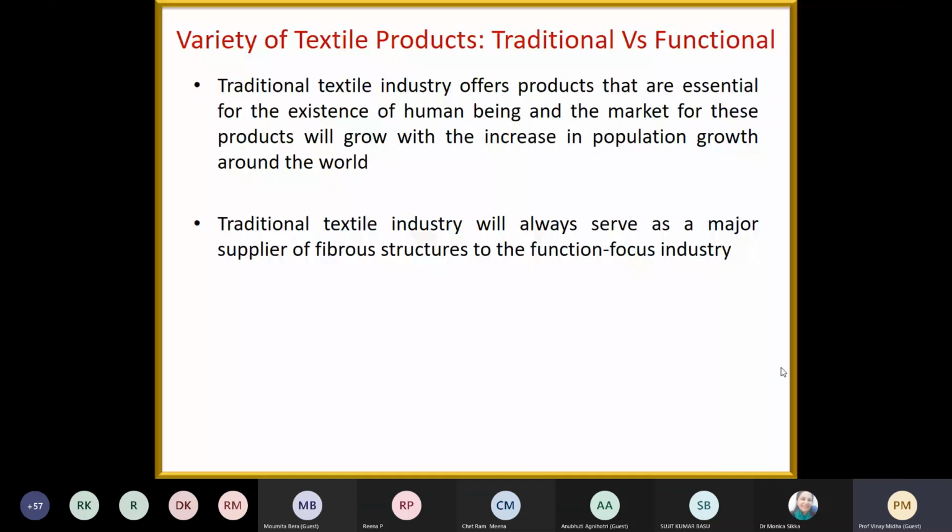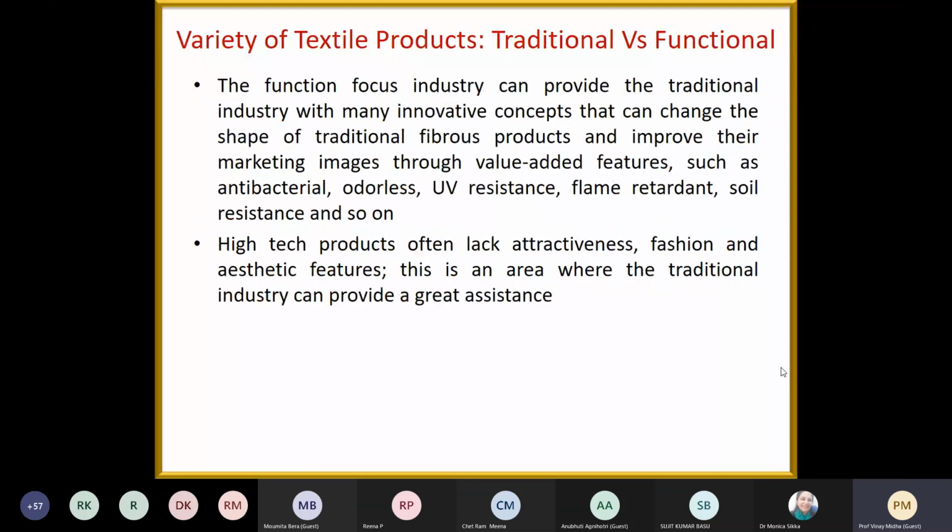Then coming to the functional textiles or the technical textiles, the other word which is used for this, this industry provides the traditional industry with many innovative concepts that can change the shape of the traditional fibrous products and improve their marketing image through value-added features. I'm not talking about the completely technical products. For example, in technical textiles, there are 12 different segments. You have geotextiles, automotive textiles, industrial textiles. They're on one particular side.